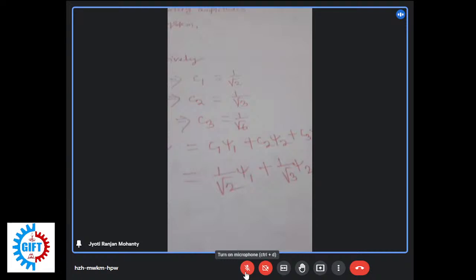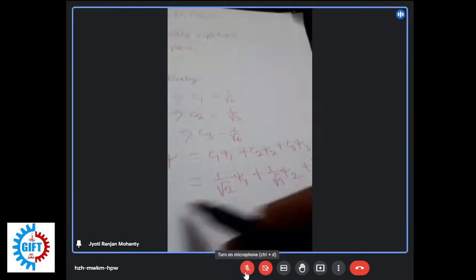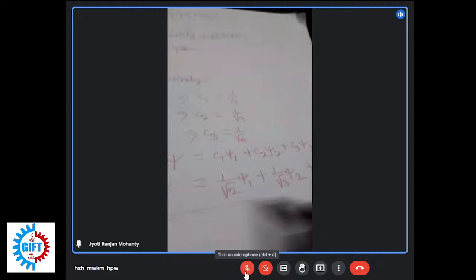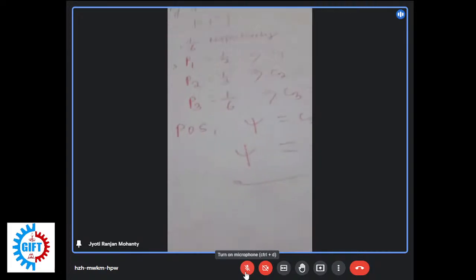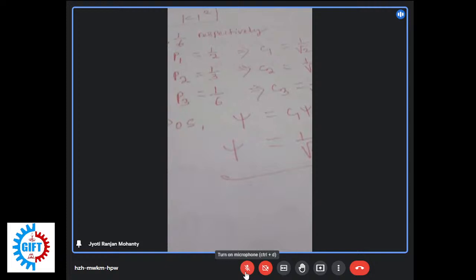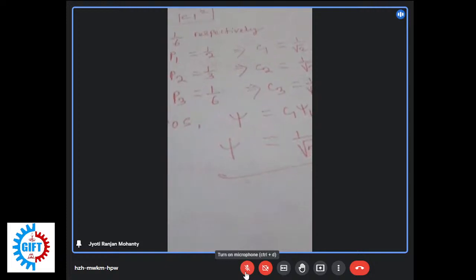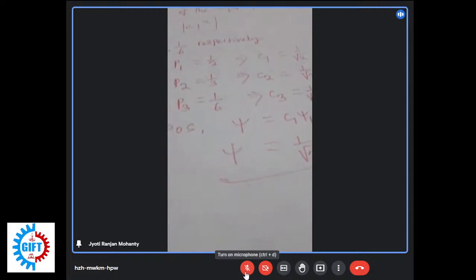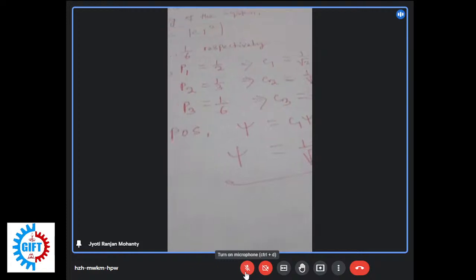Psi is equal to this. These are important problems, not so difficult. The probability is given, we have to determine the amplitude, then apply the principle of superposition. Everybody understood? Yes, sir.